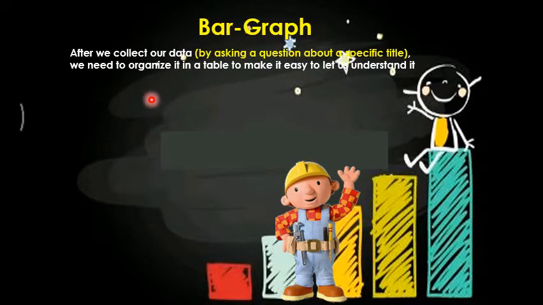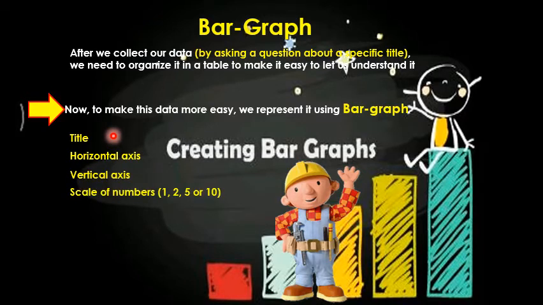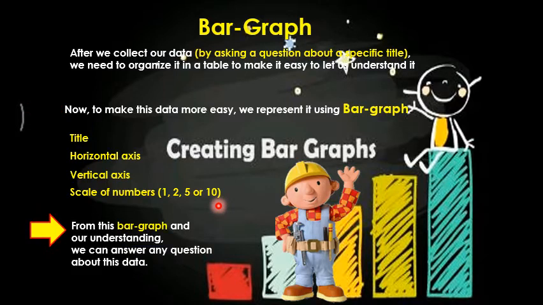Bar graph. After we collect our data, we need to organize it in a table to make it easy to understand. Now, to draw this bar graph, first of all, make your title, horizontal axis, vertical axis, and scale of numbers. We have a scale of 1, or a scale of 2, or a scale of 5, or a scale of 10. After we draw our bar graph, we will answer any question about this data.